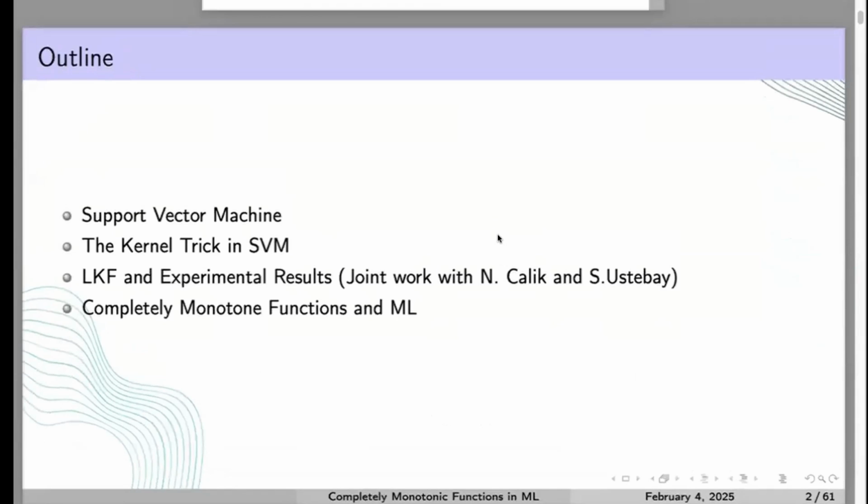Firstly, we will talk about a short brief of support vector machine model and the kernel trick in SVM, and a logarithmic kernel function and experimental results. Mainly, this talk will be on a paper which is a joint work with Nurullah Çalık and Serpil Üstebay from Istanbul Medeniyet University Computer Science Department. Lastly, we will talk about the completely monotone functions and machine learning.